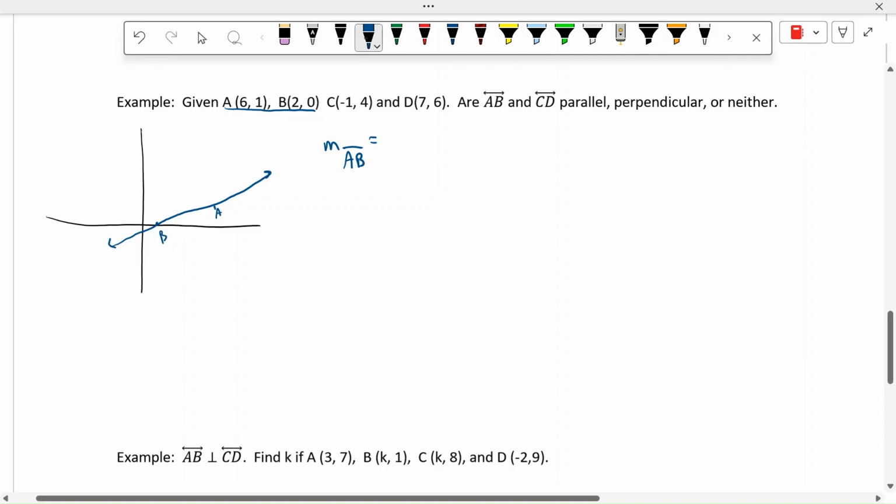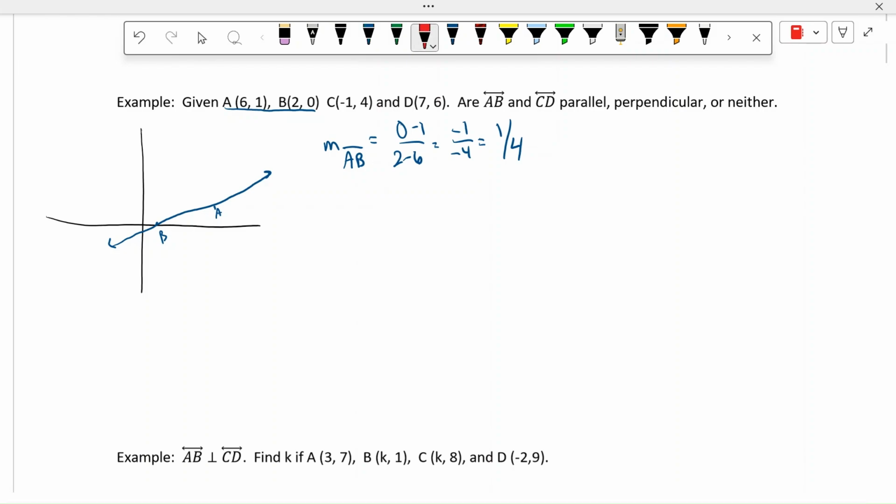To do that, it's a good habit to do your second point minus your first point, so B minus A. So I'm going to do 0 minus 1 in the numerator, divided by 2 minus 6 in the denominator. That's going to be -1 over -4, which would simplify to 1/4. So that is the slope of AB. And if I look at it, up 1/4, even with my really quick sketch, that does seem pretty accurate.